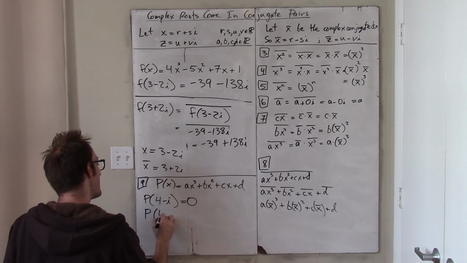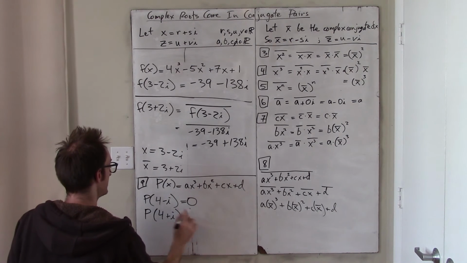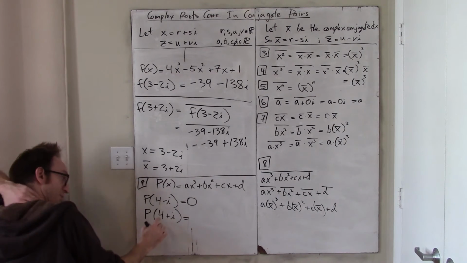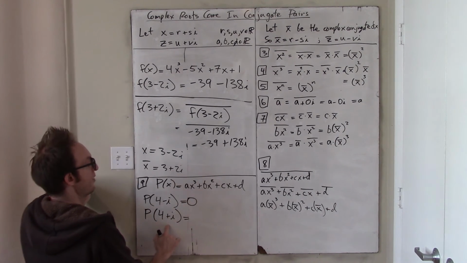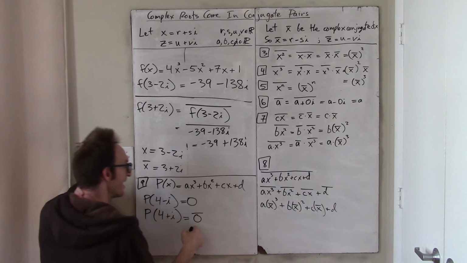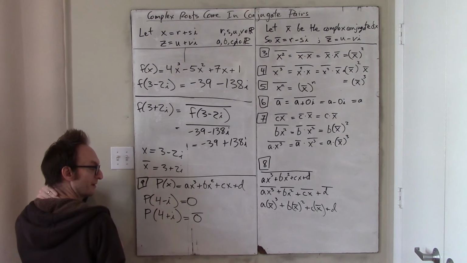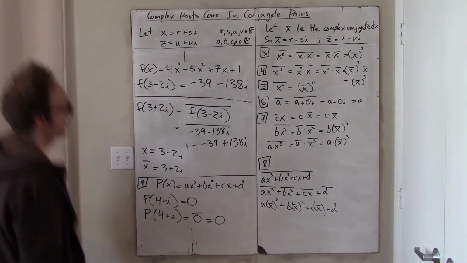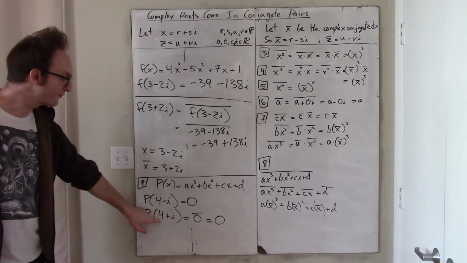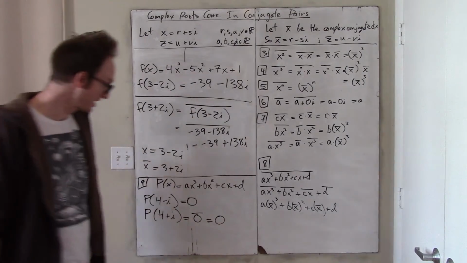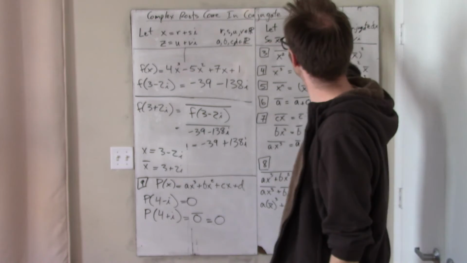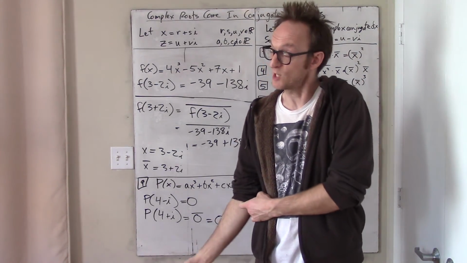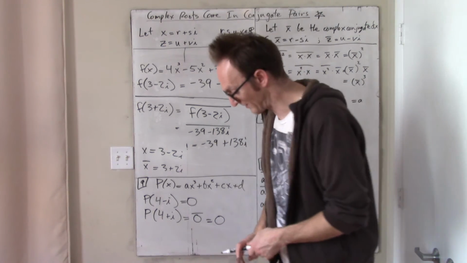Well then, what should happen when you plug in 4 plus i? This is just a special case of Theorem 8. What we've seen in Theorem 8 is that when you plug in the conjugate of a number, what you get back is the conjugate of what you got when you plugged in the original number. But of course, the conjugate of 0 is just 0. And therefore, whenever 4 minus i is a root, 4 plus i has to be a root also. And that is why complex roots come in conjugate pairs. So as long as you start with a polynomial with real coefficients, and that's all we're ever going to do, then you have this fact.